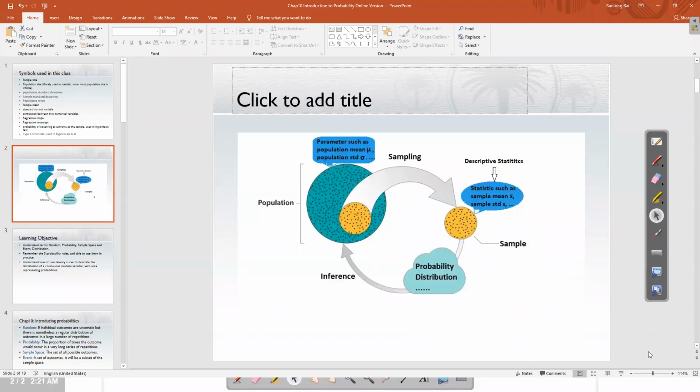Hello, everyone. So today we're going to go to a new chapter. This is chapter 10, Introducing Probabilities. So far we have finished sample and the population. We talked about the sampling process, and we talked about descriptive statistics. We describe a single variable using graphs or numerical values. We describe relationships using graphs and correlation.